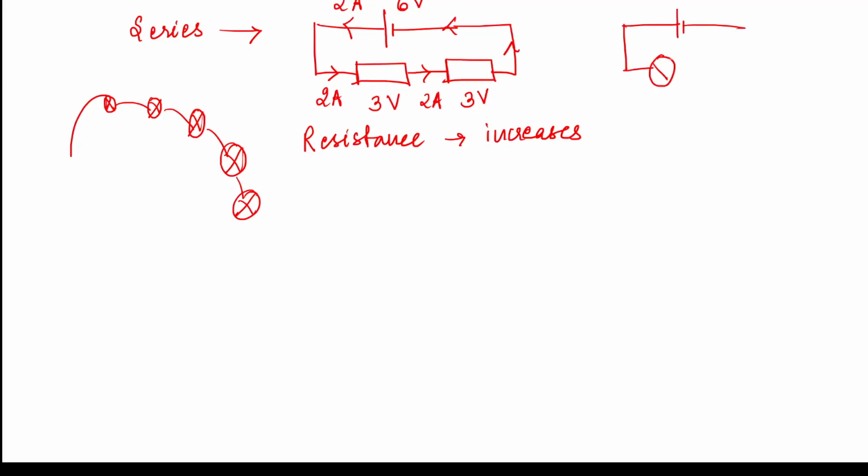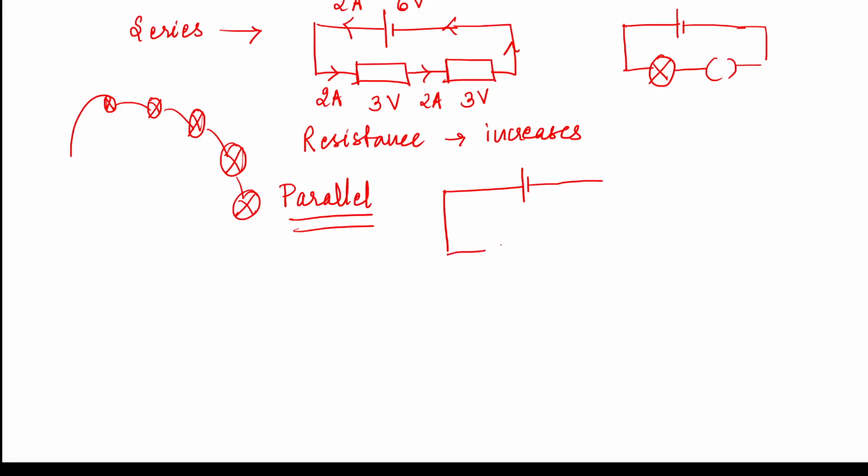So let's say this bulb breaks. The current will stop flowing because this is an incomplete circuit. If it is a parallel circuit, in a parallel circuit, current divides. Let's say this one is one lamp here and another lamp here. Please remember that you need to draw it neatly like this one, not like this one. So in a parallel circuit, the current would then divide.